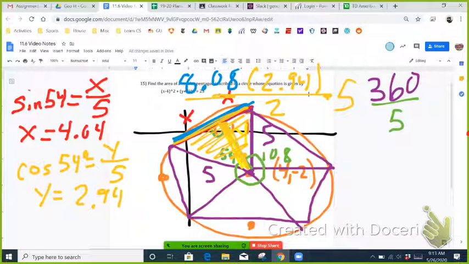So now type that all in our calculator. I do 2.94 times 8.08 divided by 2 times 5, and we get that the area of that entire pentagon is about 59.4 square units.